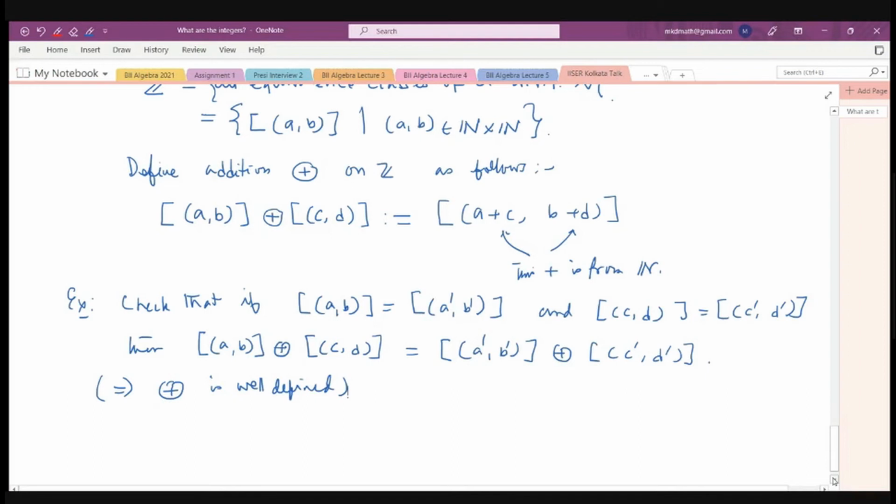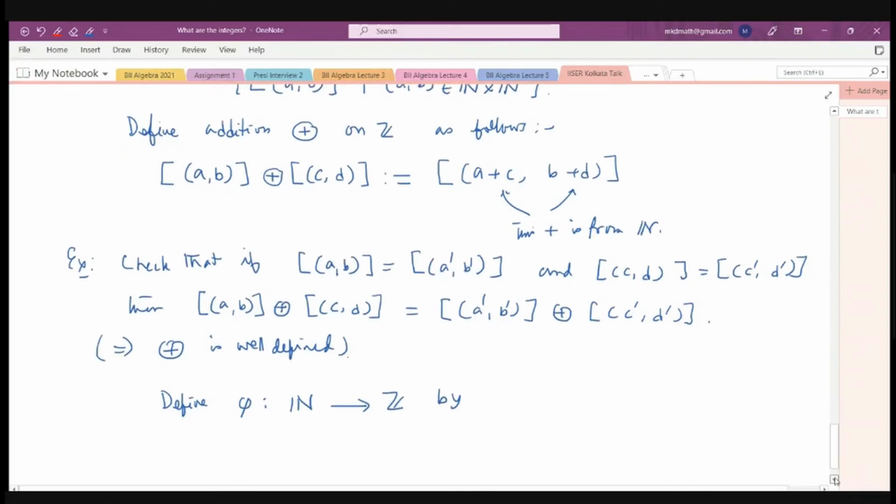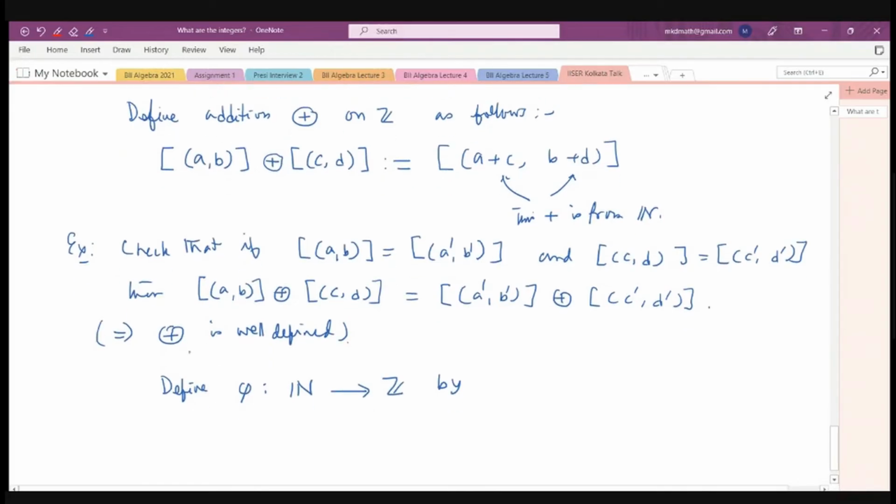So now we have this set Z and we have addition, and now let us explore its relation with natural numbers. So define phi from N to Z by, the definition is very natural. I have, say, n here, I will send it to the class of (n, 0).